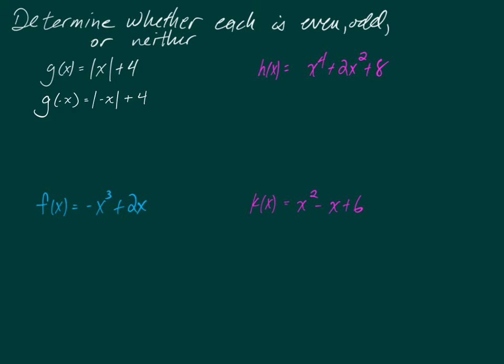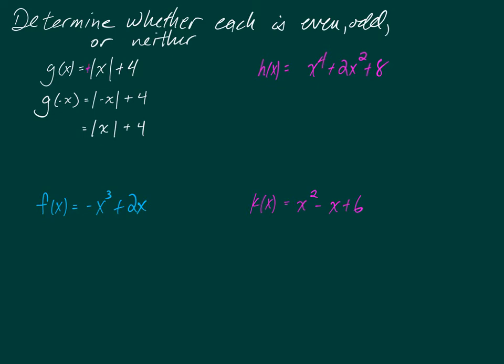Well, it turns out that g of negative x, or rather the negative x inside the absolute value, is exactly the same thing as writing it as a positive x, because it doesn't matter if the sign inside the absolute value is negative or positive, you'll get the same result. So then from there you just compare the signs of this function.